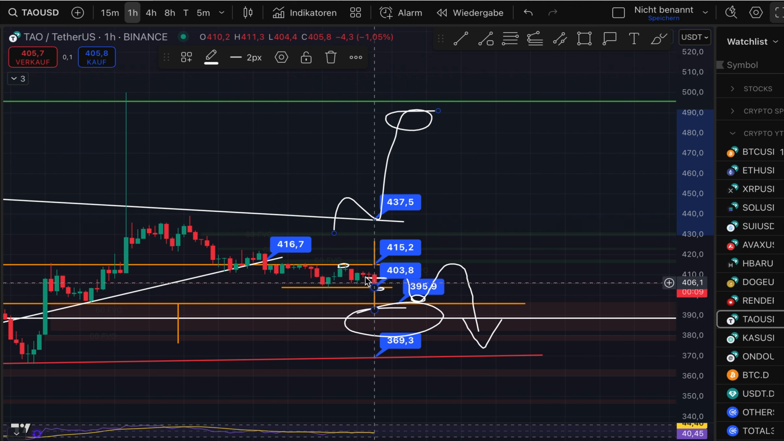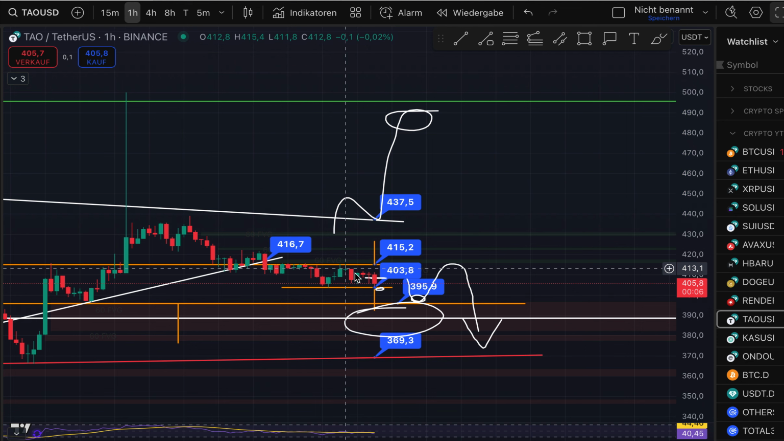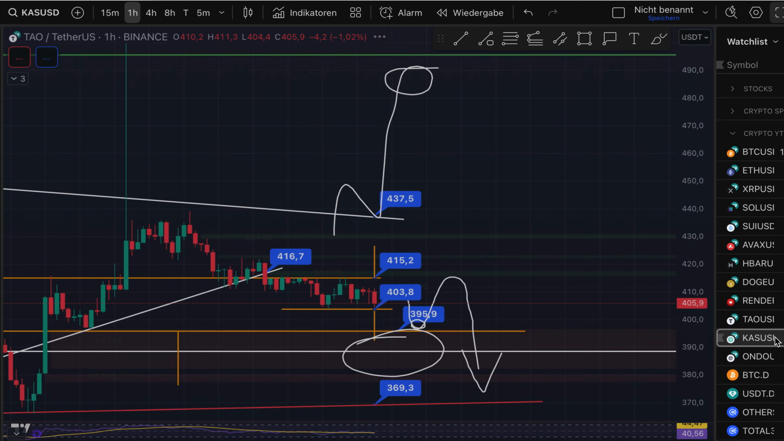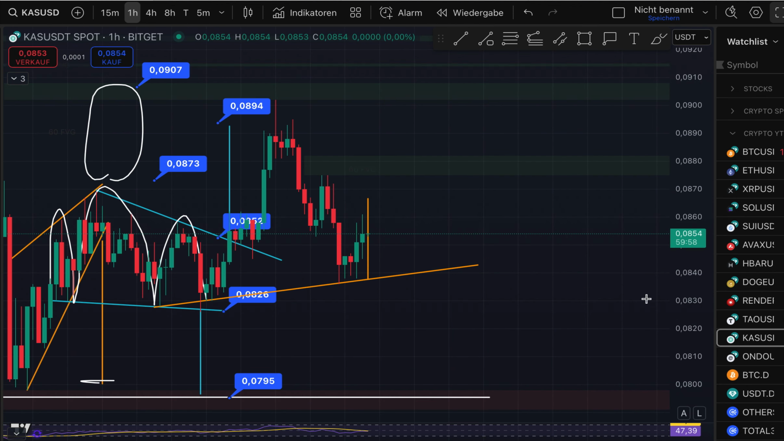So let's see what TAO is going to do. It's going to be very interesting in my opinion, and I think the chances are very high that we break to the downside. So, a profitable trade.